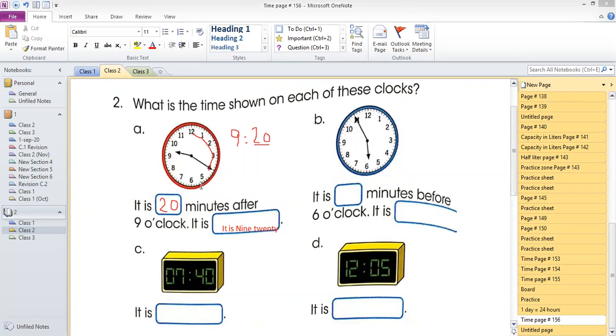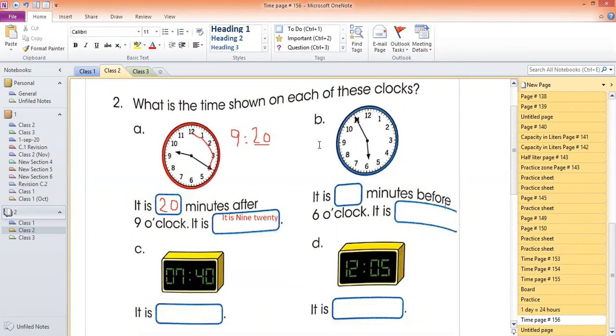Or guys, if you write it is 20 past 9, that answer will also be correct. If you write like this it will also be correct. But you can write this also. It's 9:20.